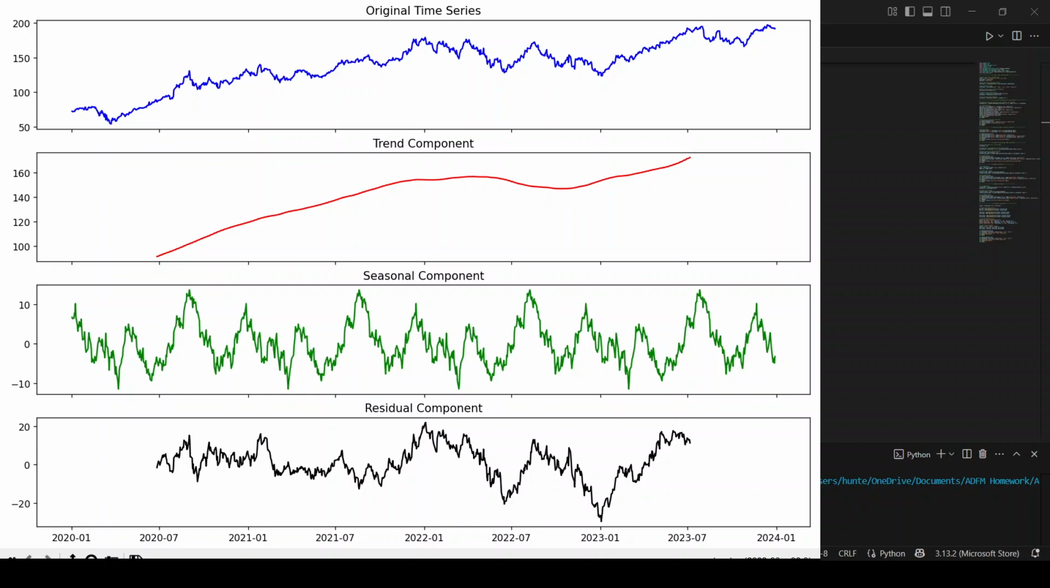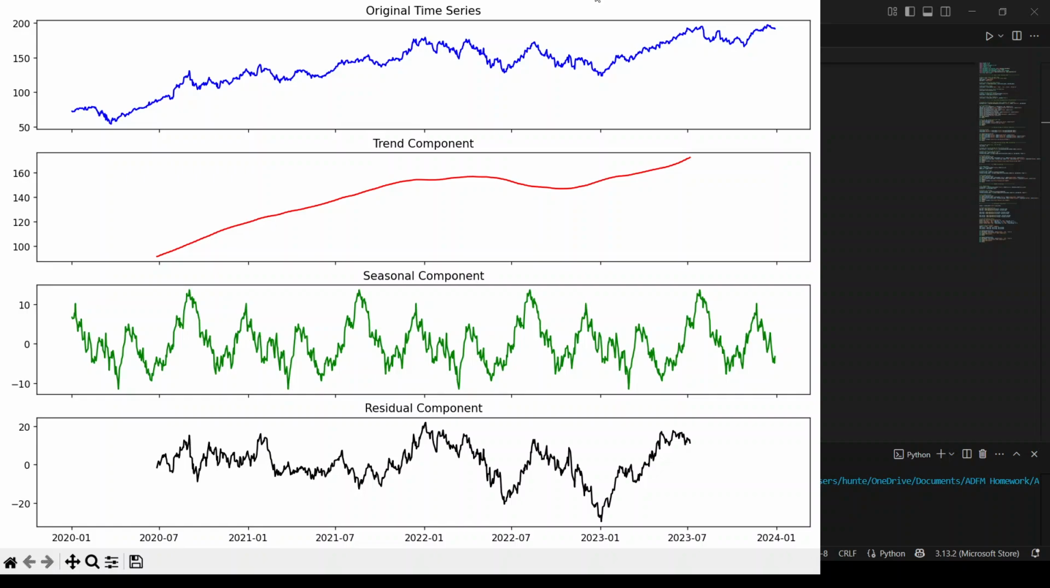So here we see our time series decomposition and seasonality. We get to see the original time series, the price, on the left. We get to see our seasonal component in line with the prices, and then our residual component. On the bottom is our residual component, our seasonal component in green, our trend component in red, and the original time series in blue.